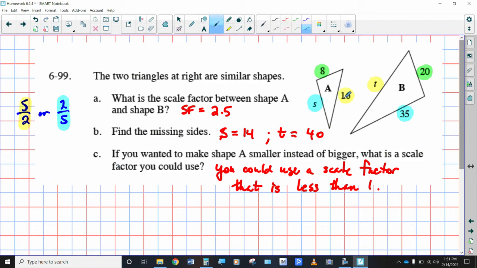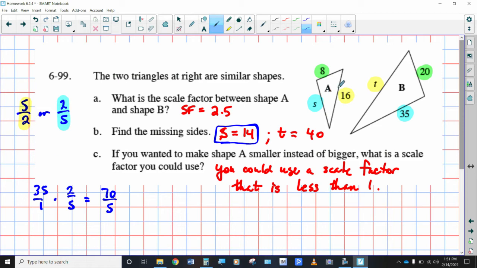Let's start with s. We're going to start with our 35 over 1, and we have to use this scale factor because s is smaller, so we'll multiply times 2 over 5. That gives us 70 over 5, and 70 over 5 is the same as 14, so s has to be 14 units, whatever our units are.